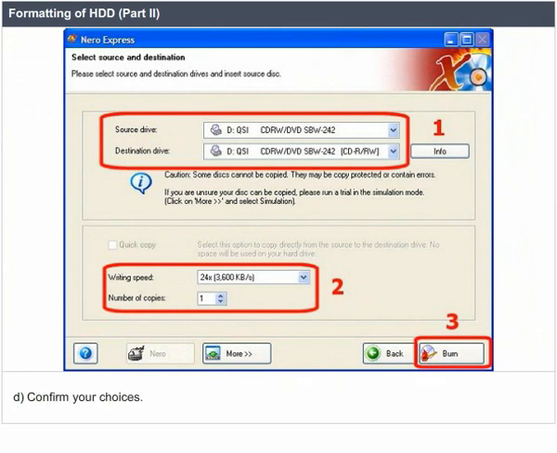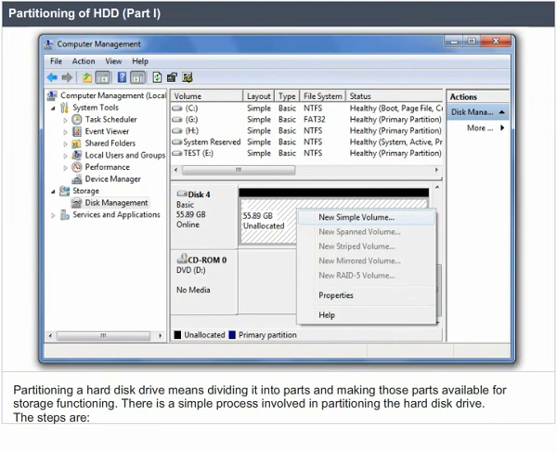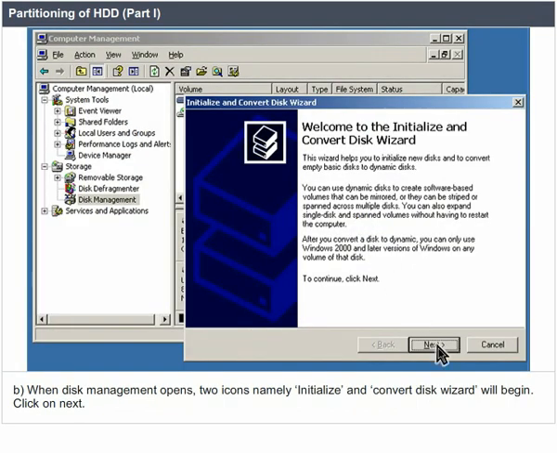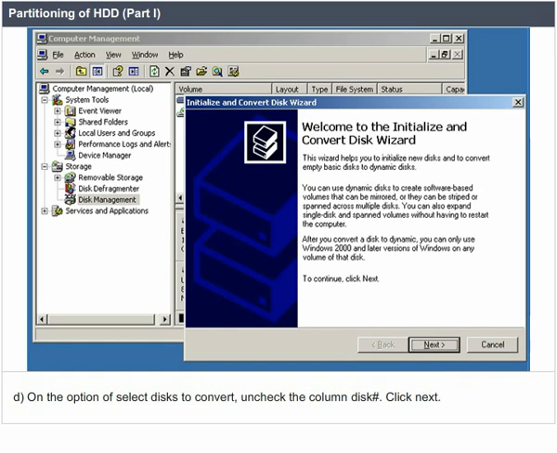Partitioning of HDD. Partitioning a hard disk drive means dividing it into parts and making those parts available for storage functioning. There is a simple process involved in partitioning the hard disk drive. The steps are: open the Disk Management window from the Computer Management utility. When Disk Management opens, the Initialize and Convert Disk Wizard will begin. Click on Next. On the Select Disks to Initialize tab, make sure the checkbox of Disk Hash is checked. Click Next. On the Select Disks to Convert tab, uncheck the Disk Hash column. Click Next. The Initialize and Convert Disk Wizard is finished. Click Finish.